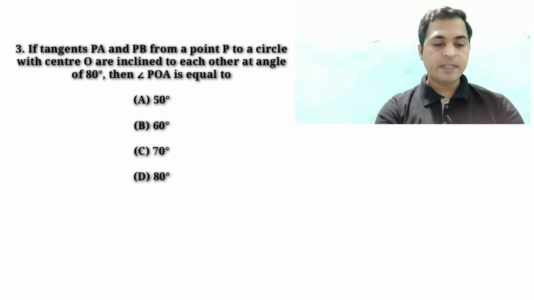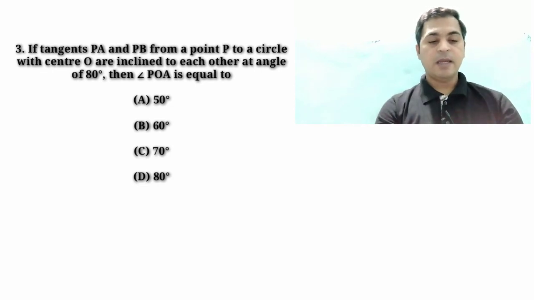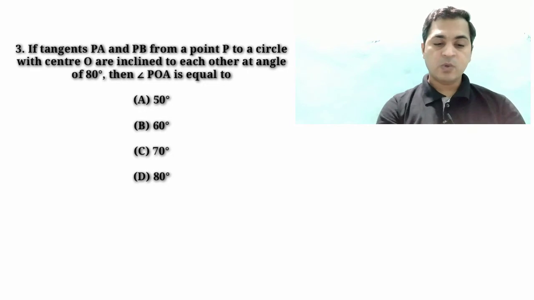The question is, if tangents PA and PB from a point P to a circle with center O are inclined to each other at angle 80 degree, then we have to find out angle POA, equal to A 50 degree, B 60 degree, C 70 degree and D 80 degree. Right, students? So this question is similar to the previous one. So just by drawing the figure we can get the idea.